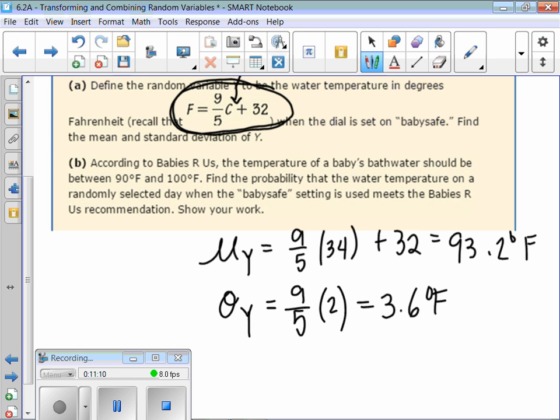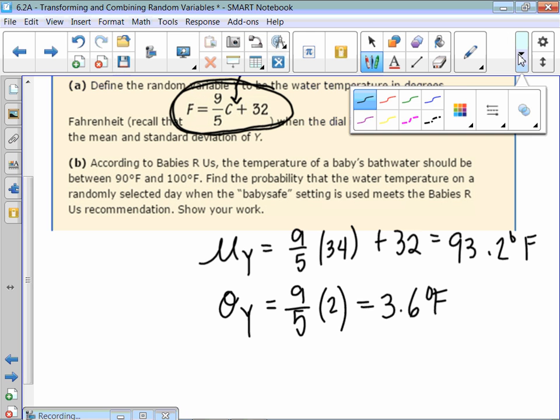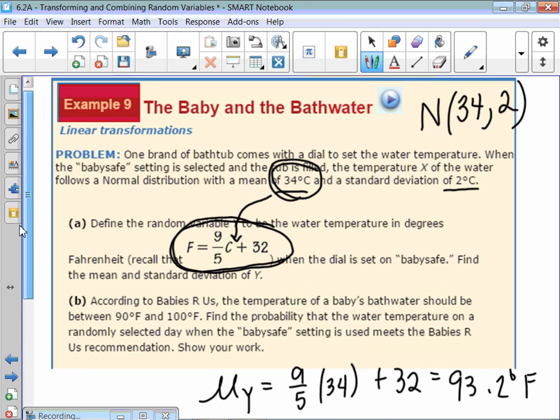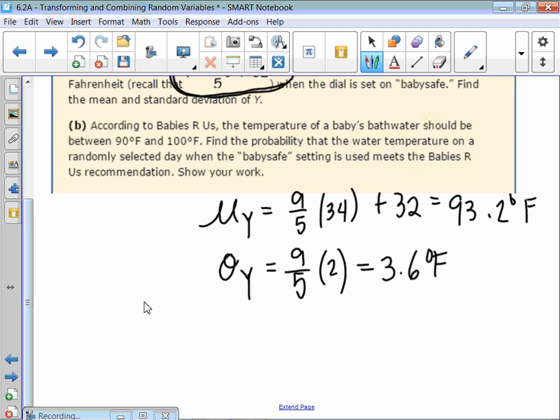Okay? Now let's do part 2, and this is going to come up a lot. We're going to start doing these types of problems. According to Babies R Us, the temperature of a baby's bath water should be between 90 degrees Fahrenheit and 100 degrees Fahrenheit. Find the probability that the water temperature on a randomly selected day when the baby safe setting is used meets the Babies R Us recommendation. So, because it is a normal distribution, they told us that in the problem, we can use our calculators. So you guys grab your calculators.